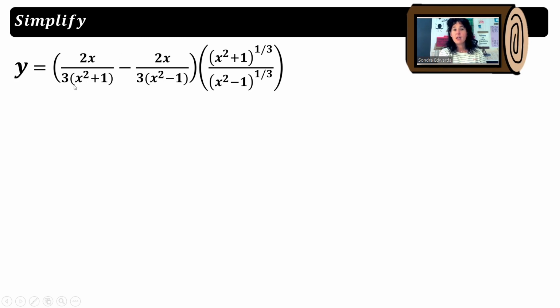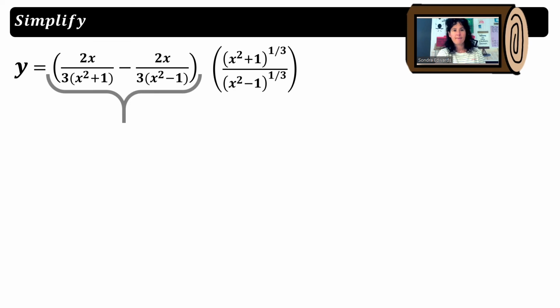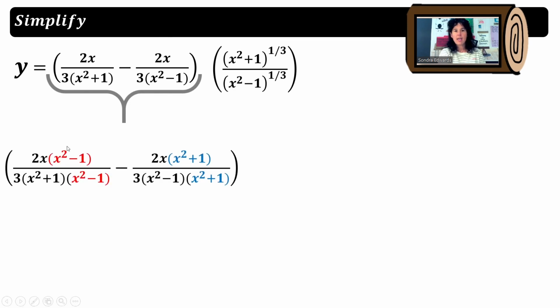Okay, next thing I'm going to tackle is this first part, and I need to find a common denominator. Okay, both denominators already have a 3, but this first one needs an x squared minus 1, and this one needs an x squared plus 1. The only difference between the first fraction and the original is I multiplied by x squared minus 1 over x squared minus 1. The second fraction, the only difference is I multiplied by x squared plus 1 over x squared plus 1. But now we have a common denominator, and we will be able to combine these fractions.